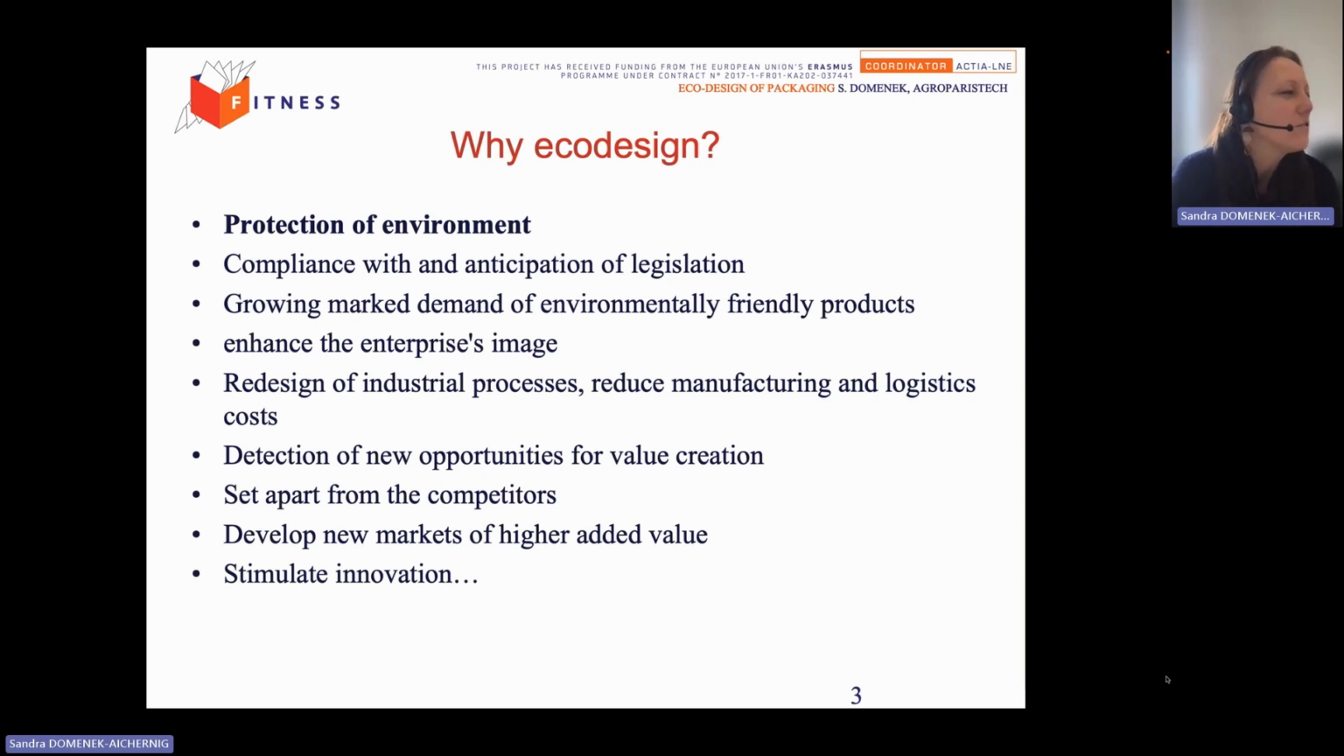Just when you come back to your industrial processes, to the design you have, and you think it all over again, often one discovers new possibilities for optimization. So this can be also a very nice tool, in fact, to come back and look with a fresh eye at the different processes already running in a company. And then eco-design can also set you apart from competitors, help you to develop new markets of higher added value, and in general also stimulate the innovation inside the company.